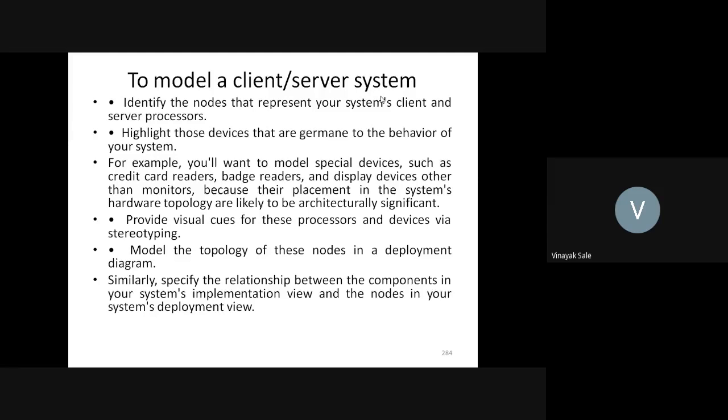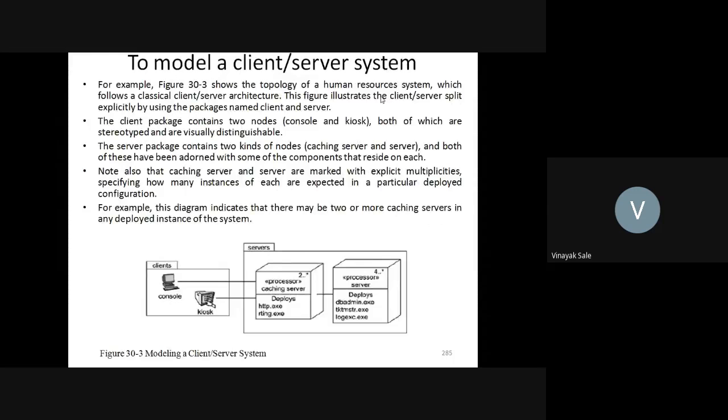So to model a client server system, identify the nodes that represent your system's client and server processors, and highlight those devices that are germane to the behavior of your system. For example, you want to model special devices such as credit card readers, badge readers, and display devices other than monitors, because their placement in the system's hardware topology is likely to be architecturally significant. Provide visual cues for these processors and devices via stereotyping. Model the topology of these nodes in a deployment diagram. Similarly, specify the relationship between the components in your system's implementation view and the nodes in your system's deployment view. For example, see this figure modeling a client server system. This whole rectangle indicates the server.